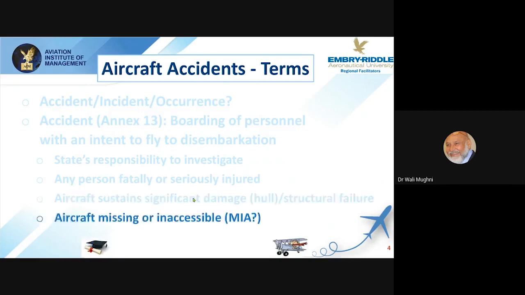And the third is that you cannot see the aircraft. It went into the sea, or it went into a jungle, or it went into snowy mountains, and it is inaccessible. You cannot reach it, right? In that case also, it is called an accident, where it is not accessible.